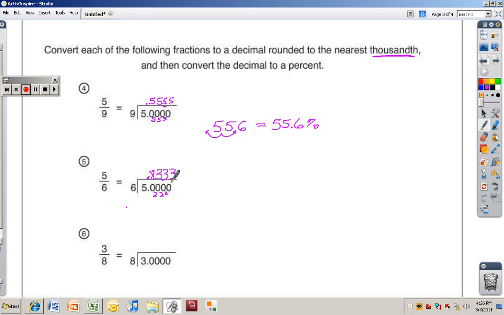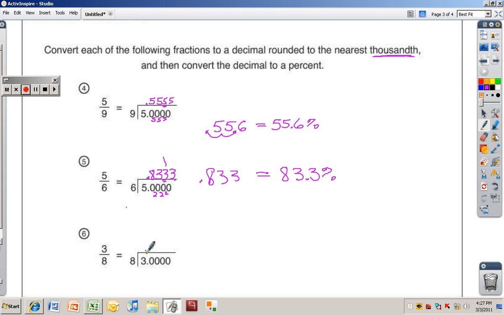You see that we have a repeating decimal there, okay? So let's round this to the nearest thousandths place. 0.8, help me out. 3, good, not 4. That 3 over here to the right tells the 3 to stay the same. What's that equal to in a percent? 83.3%.